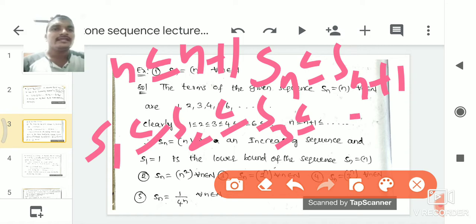So here we get Sn is less than or equal to Sn plus 1. So whenever a sequence satisfies this condition, we say that the sequence Sn is an increasing sequence.